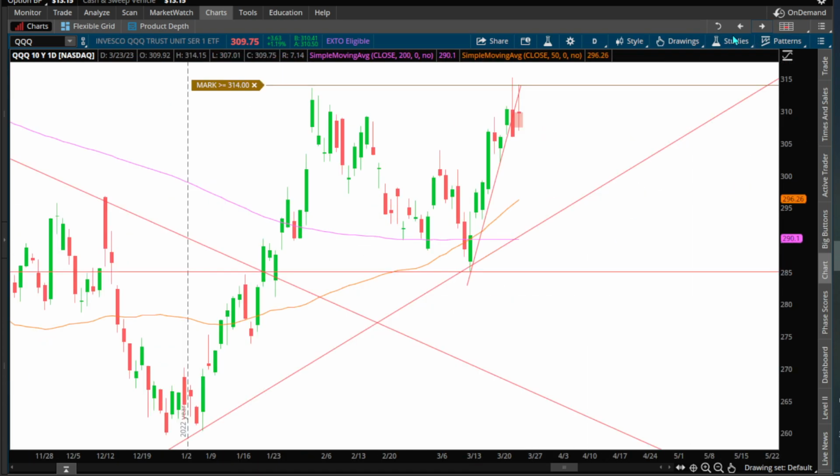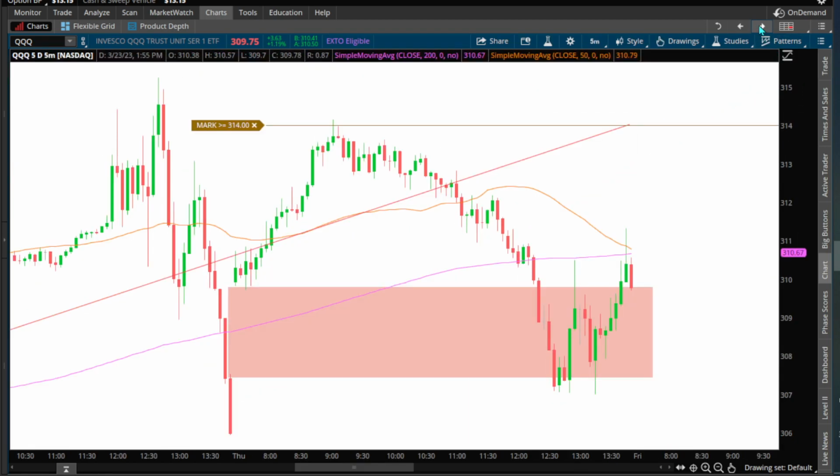Now, let me show you the Qs. On the Qs, we have this support trend line down here, but then we also have this shorter term support trend line right here. And then notice that we actually went back and back tested this today as well. So let me show you what's going on the shorter time frame.